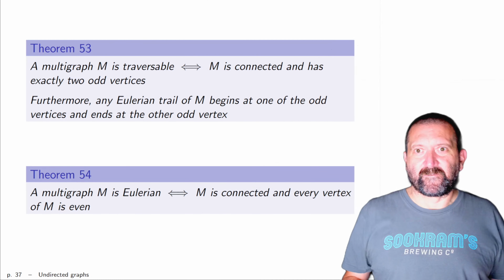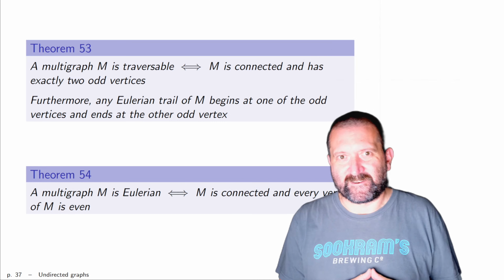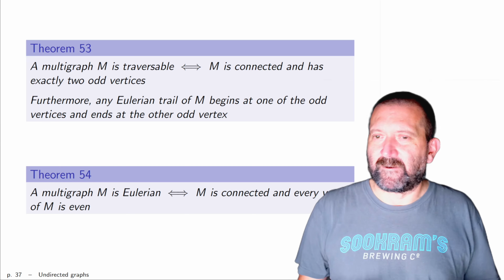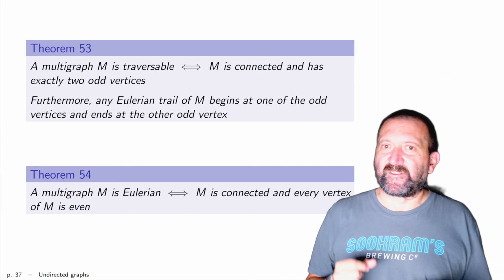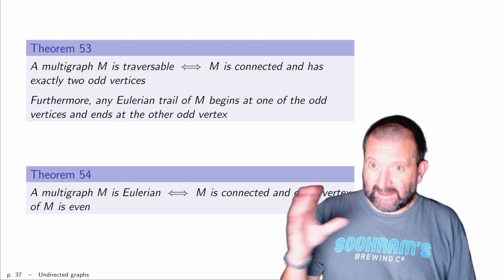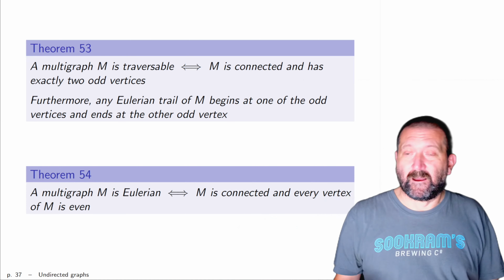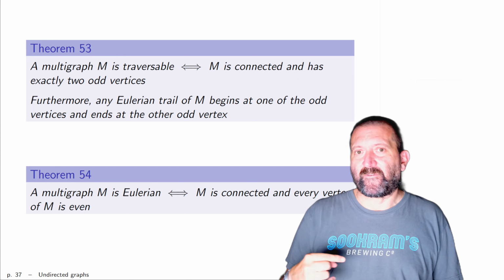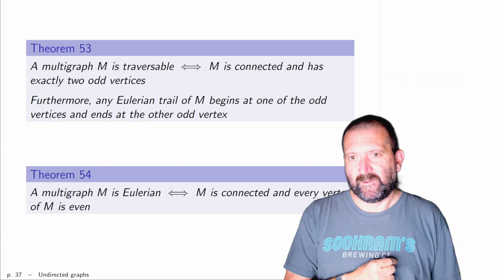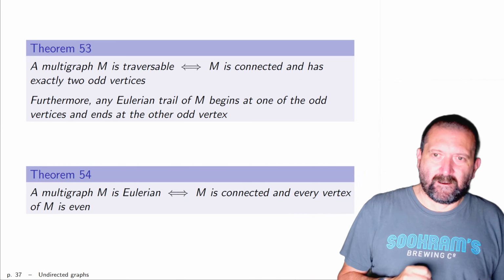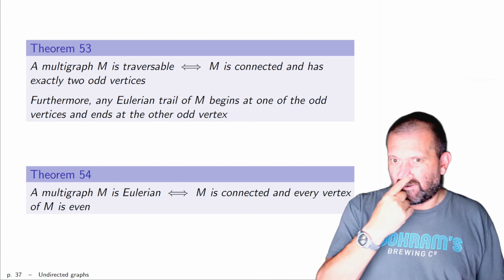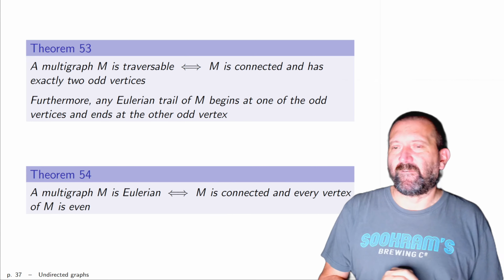Well, there's a bunch of theorems that we can use to help us answer this question. The first one is here. A multigraph is traversable, so there's an Eulerian trail in it, if and only if it's connected and it has exactly two odd vertices. If that is the case, then that trail has to start at one of the odd vertices and end at the other odd vertex. The question of whether the graph is Eulerian is answered here: a multigraph is Eulerian if it is connected and every vertex of M is even.